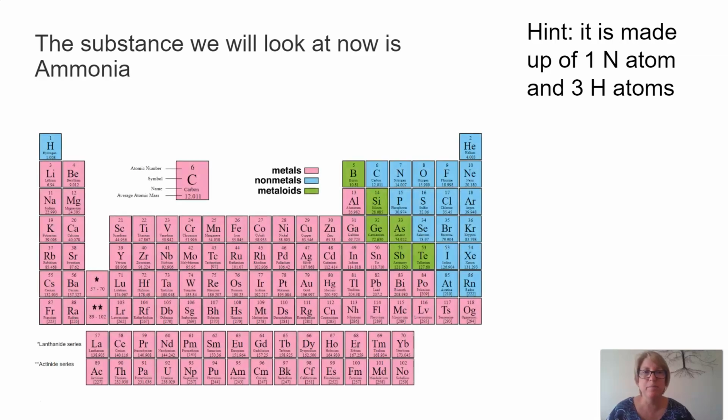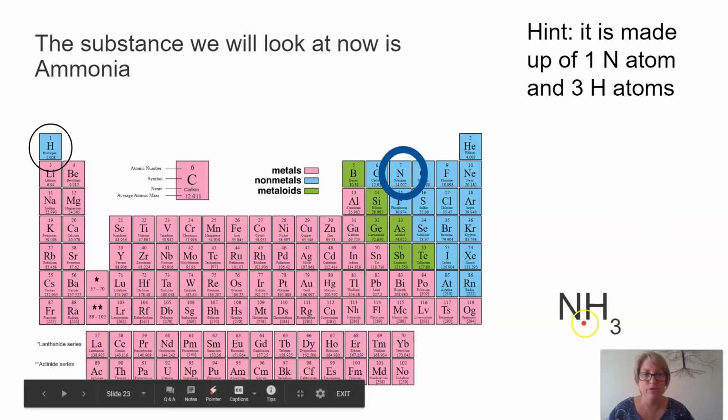If we have a look at the periodic table, here we have nitrogen, and here we have hydrogen. And you need to have 1 nitrogen atom and 3 hydrogen atoms. So we're going to write that as N, with the invisible 1, because there is 1 nitrogen atom, and then you're going to write H, and because there are 3 atoms, you put 3 as a subscript.